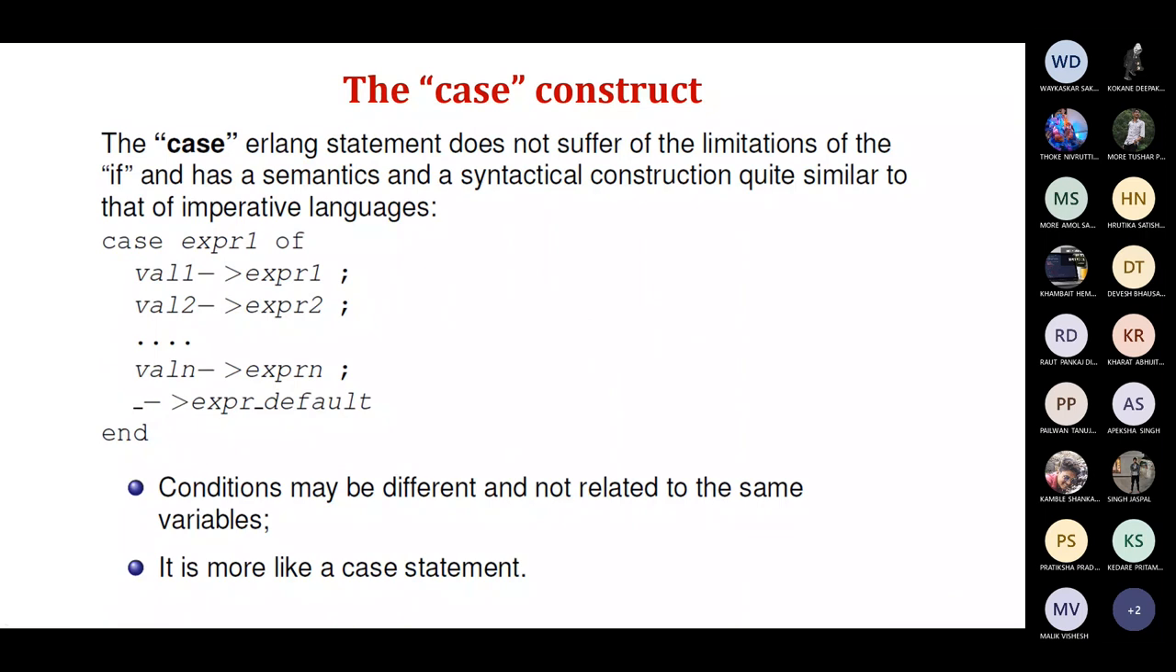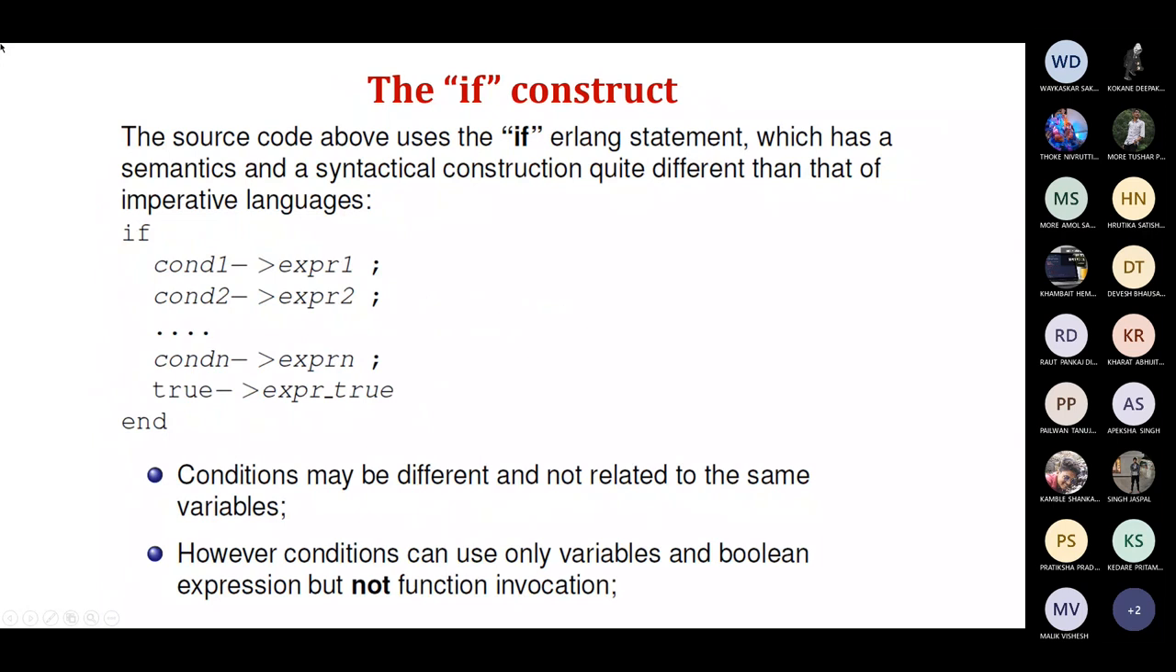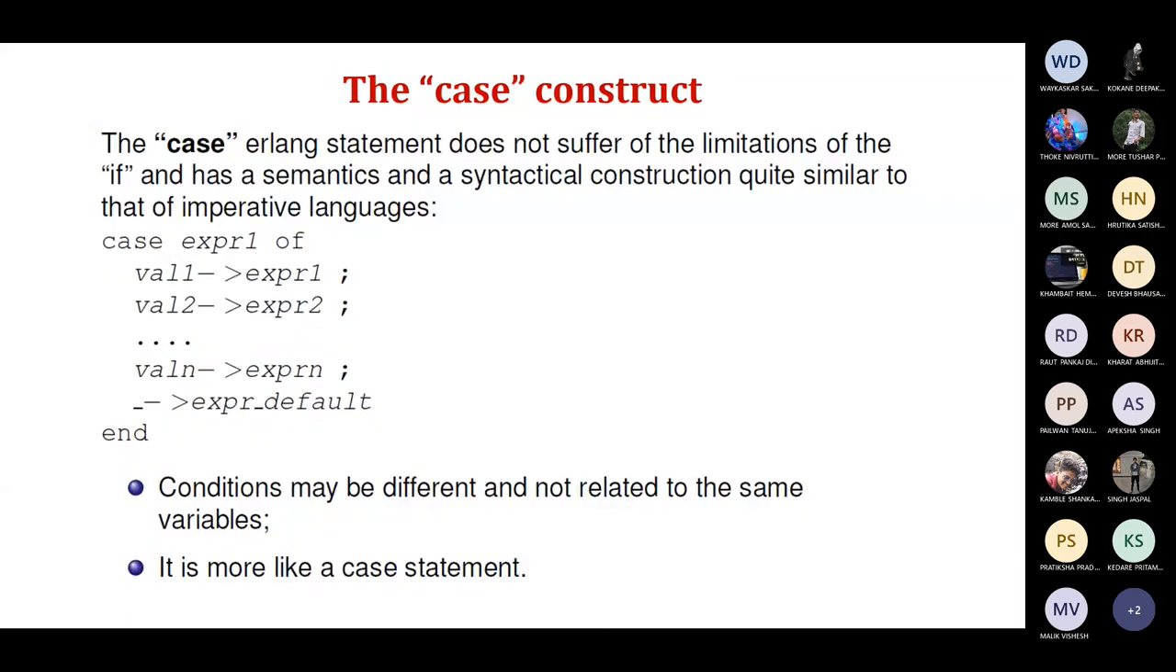So there is a case construct also. Just as the if statement here, this is quite different from other languages. If you look at the structure of the if statement here, it has the condition part on the left hand side followed by the expression part. Whereas the case has semantics and syntactical construction quite similar to that of imperative languages. Imperative languages are the general traditional languages which we use.